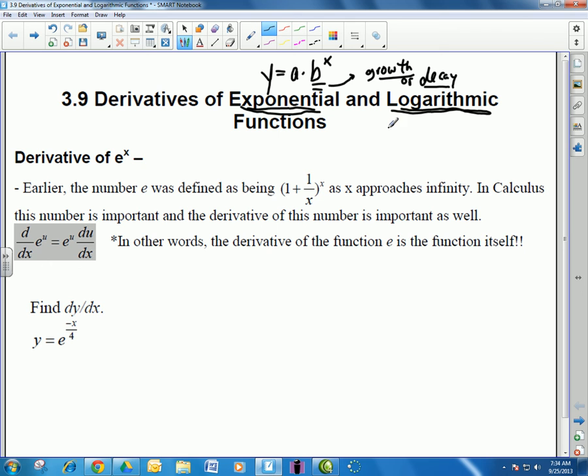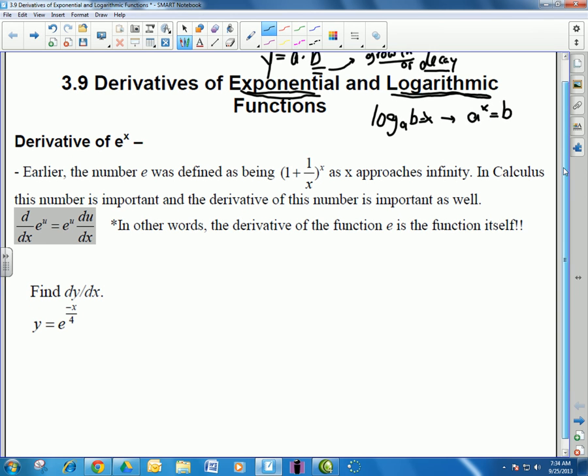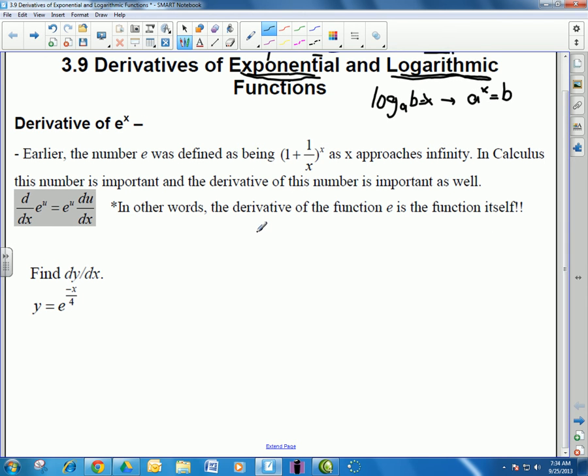And also remember that all logarithmic functions, the reason we're doing these together, can be written as exponentials. So if you have log base a of b equals x, that can be rewritten as a to the x is equal to b. So all log functions can be written as exponential, and all exponential functions can be written as log. So first of all, we're going to go over each exponential and logarithmic function and then find its derivative. So first of all, you have e.